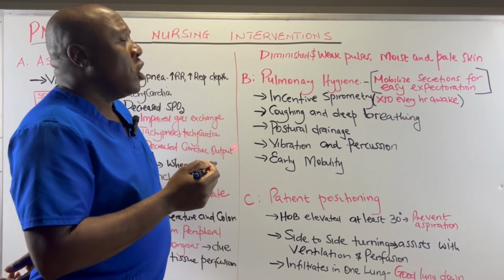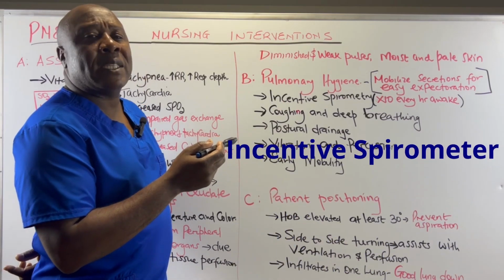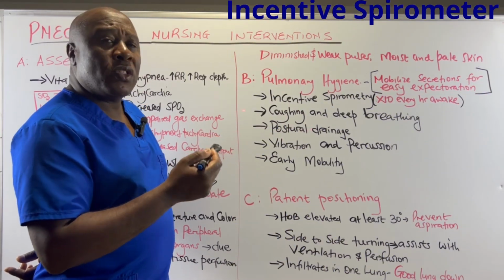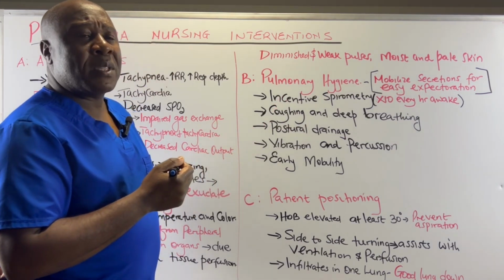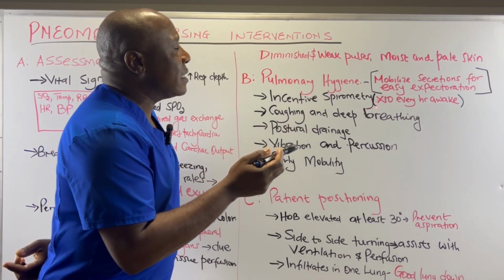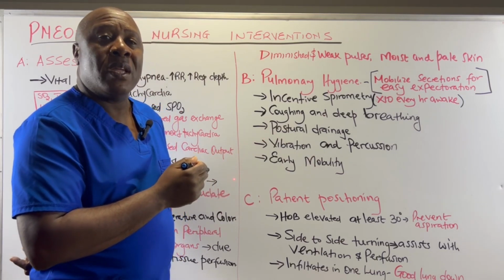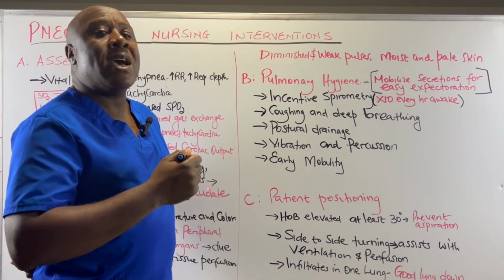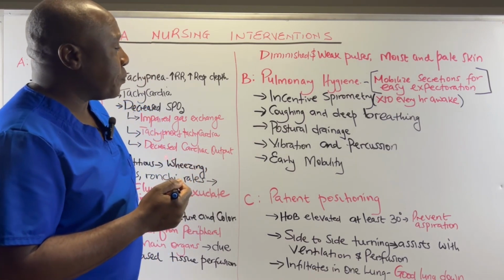Number 1, you will teach these patients how to use an incentive spirometer. You will teach them and show them how to use an incentive spirometer. And it's advisable that this patient should use an incentive spirometer at least 10 times every hour when they are awake. Remember, an incentive spirometer will help them to expand their lungs and improve their breathing.